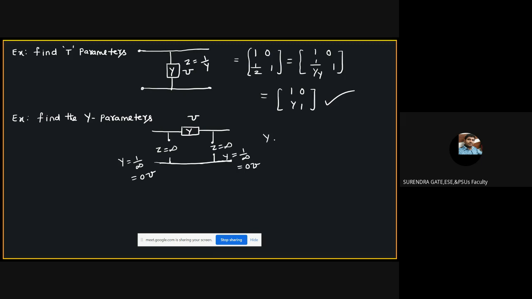Then how to calculate the Y parameters, that you know. This is 0 plus Y, this is minus Y, 0 plus Y. This is the answer: Y, minus Y, minus Y, Y. Yes, clear, friends? Okay, like this we can calculate. See, these are the fundamental questions. This minimum knowledge is required to solve the other models of questions.